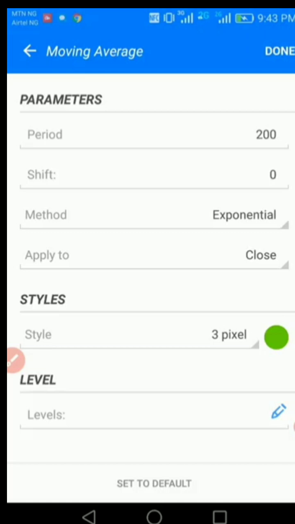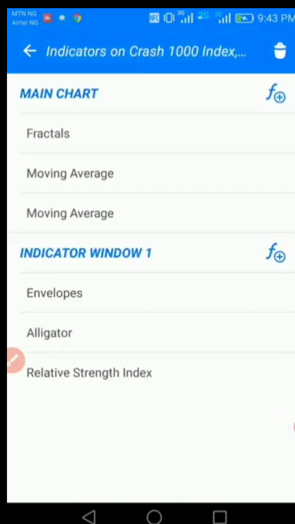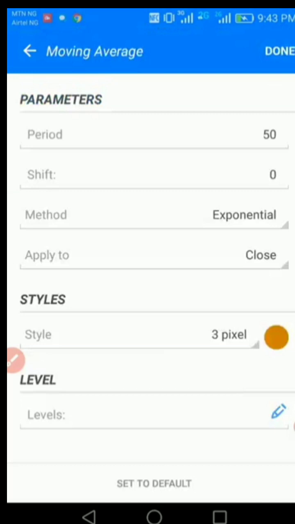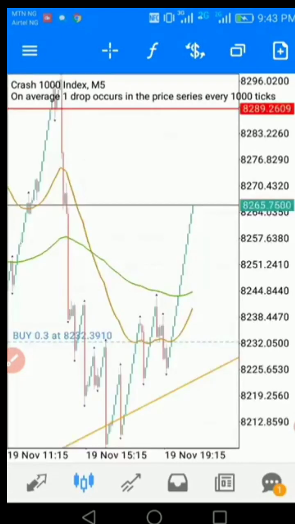Now you go to the second moving average we have, which is EMA again, period 50. Shift is 0. Method is exponential. Apply it to close. The style is 3 pixels. Color is gold, or orange if you choose to call it so. So let's quickly go back to the chart right now. The trade is still running.